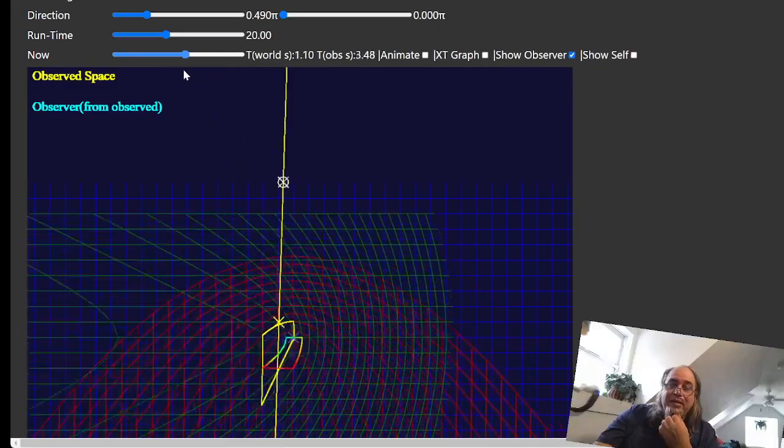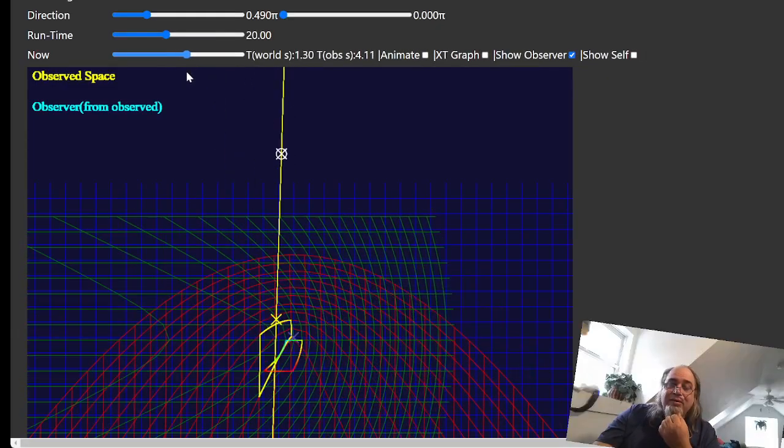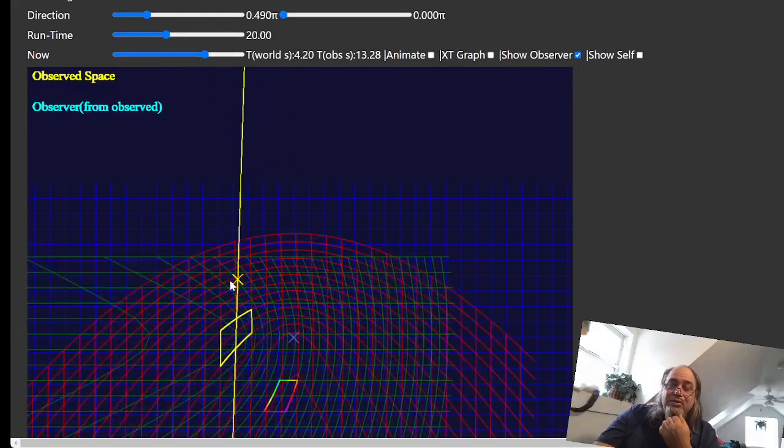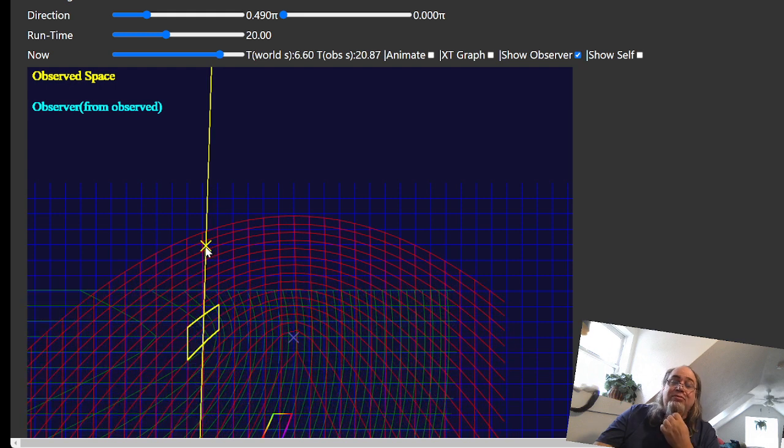And then it's kind of interesting, although the ship is moving away in this direction from your observer, literally, this is the literal position of the ship. This is the image of the ship that you're seeing.